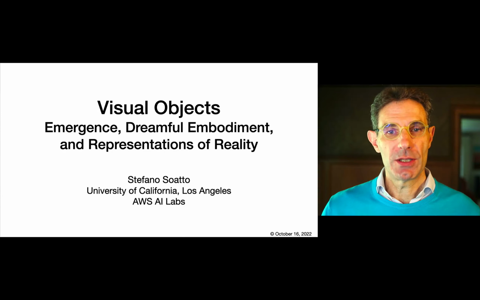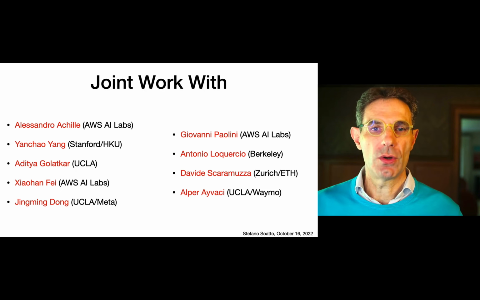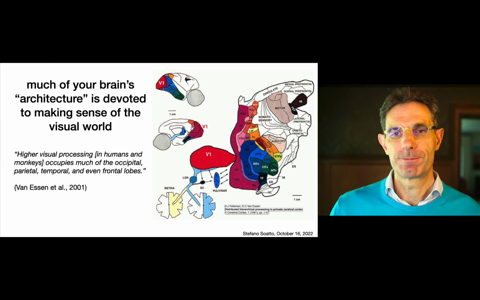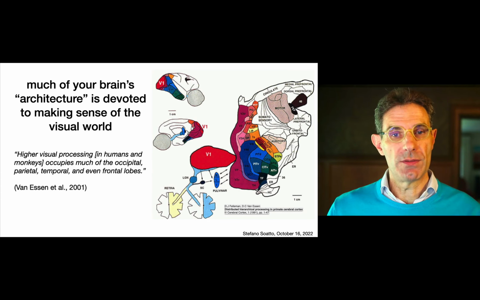Hi, I'm here to talk about visual objects, their emergence and representation. Before I do so, I'd like to acknowledge my collaborators whose work I will connect through the arc of this talk. Now, when thinking about visual objects, we think of pieces of an image we give names to.